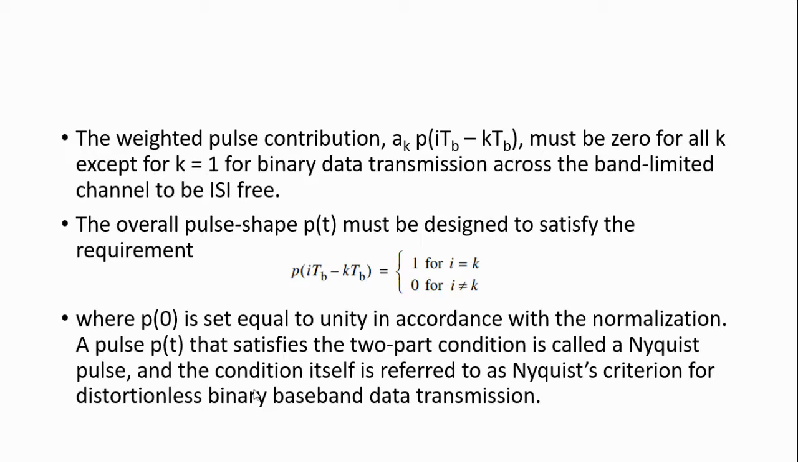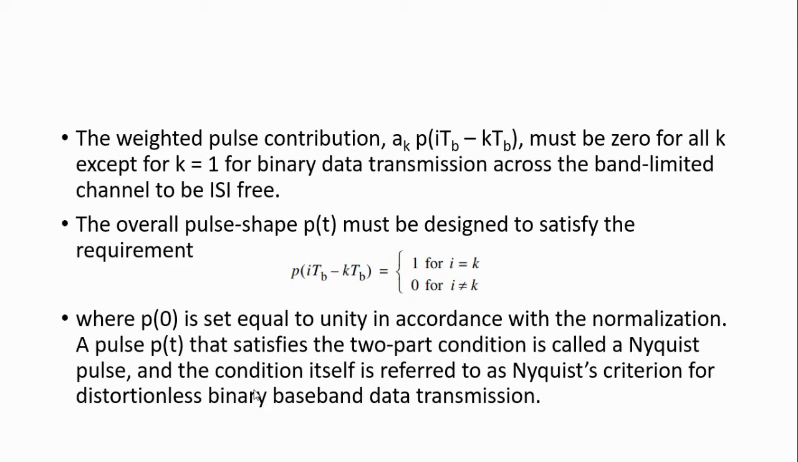The weighted pulse contribution a_k p(iTb minus kTb) must be 0 for all i except i equal to k, for the binary data transmission across the bandwidth-limited channel to be ISI free. The overall pulse shape p(t) must be designed to satisfy the requirement p(iTb minus kTb) equal to 1 for i equal to k and 0 for i not equal to k. So p(0) is equal to unity, according to the normalization.